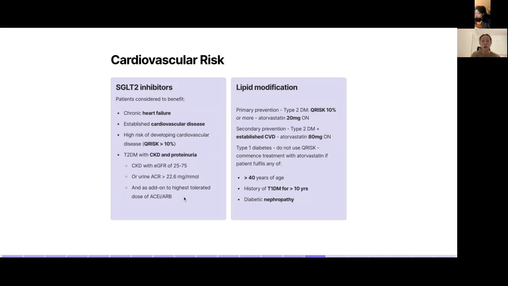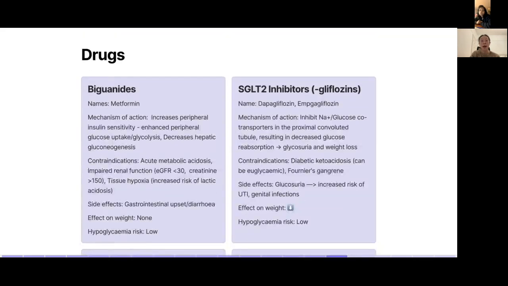And you also, of course, put them on an ACE inhibitor to minimize proteinuria for patients with kidney disease. As well, I just put an aside for lipid modification. Any type 1 diabetics, regardless of their Q-risk score, if they're diabetic for more than 10 years, or they're older than 40 years of age and they have established renal disease, so diabetic nephropathy, so you've got a raised albumin to creatinine ratio, you also put them on a statin as well.